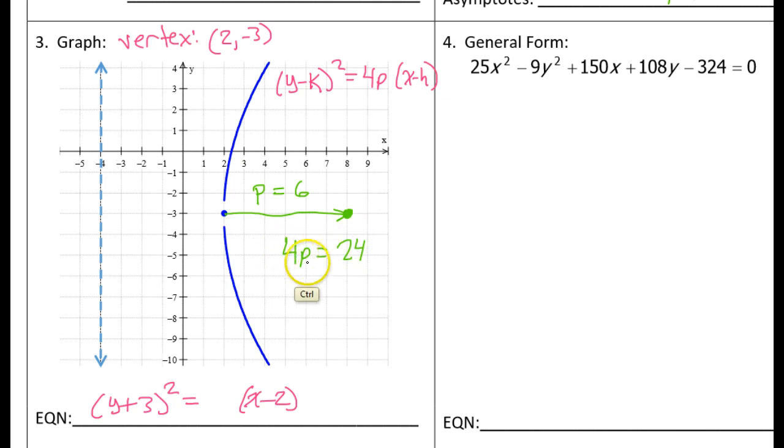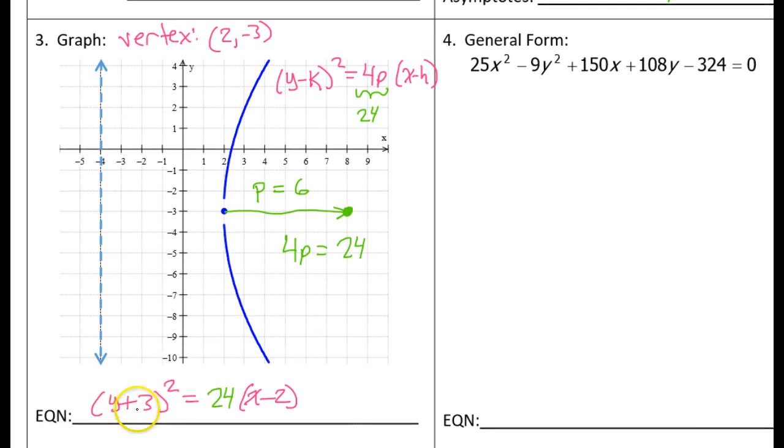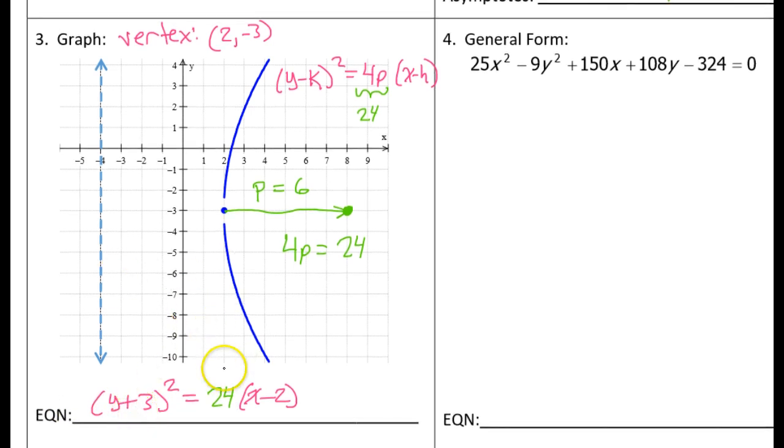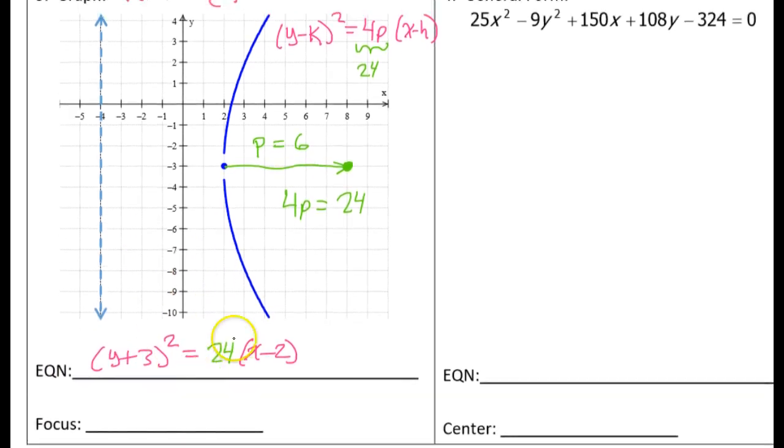All right, 4 times 6 is 24. So that means this number right here, the 4p, is actually 24. So that's how I know to put a 24 right here. And this is the equation of the parabola. The focus, well, we already found that, but the focus is the point 8 comma negative 3.